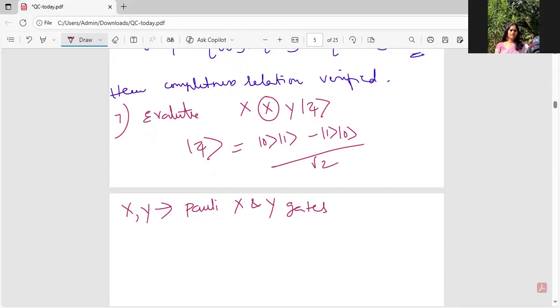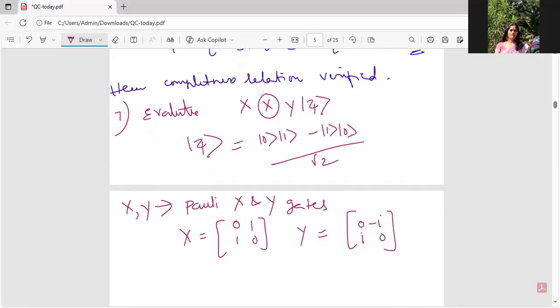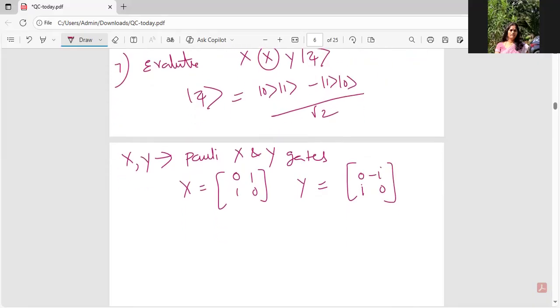To evaluate this, you ought to know the matrices for Pauli X and Pauli Y. Capital X is nothing but 0 1 1 0, the flip gate, as you will say, right? Next, the Y gate is nothing but 0 minus i, i 0. Now, how do I do it? Just see, guys. This is very important.